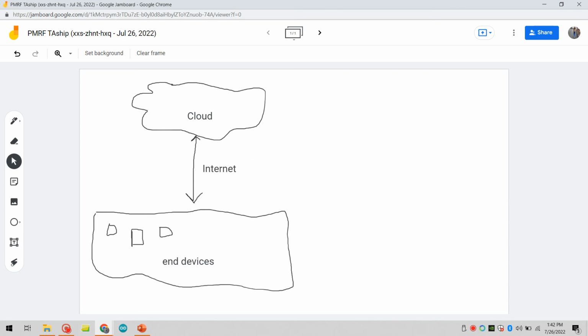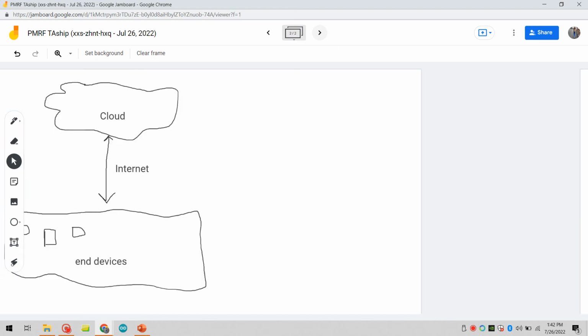So this will act as the back end and this will act as the front end. These end devices can interact with your cloud with the help of internet, and it uses a client interface in order to access the services which are provided by your cloud. Now I'll show you what exactly your front end consists of and your back end consists of.